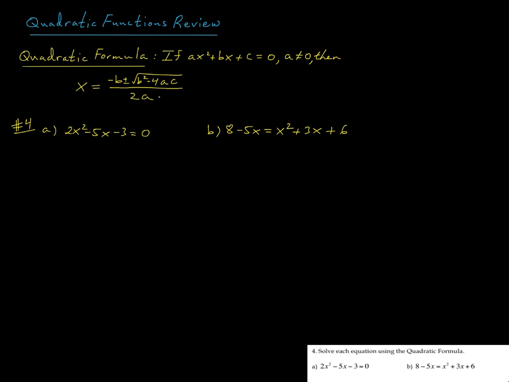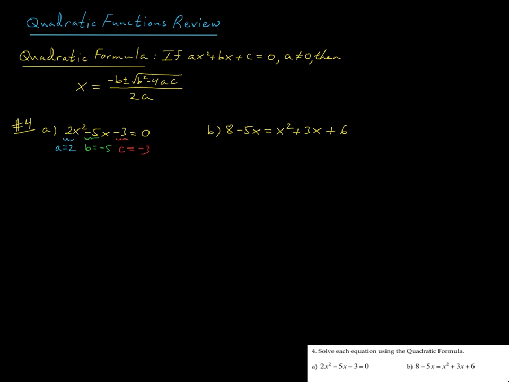All right, so let's see it in action with question 4. Part A is 2x squared minus 5x minus 3 is 0. So first I'll go ahead and just identify the a, b, and c values. So a is 2 here, b is negative 5, and c is negative 3.